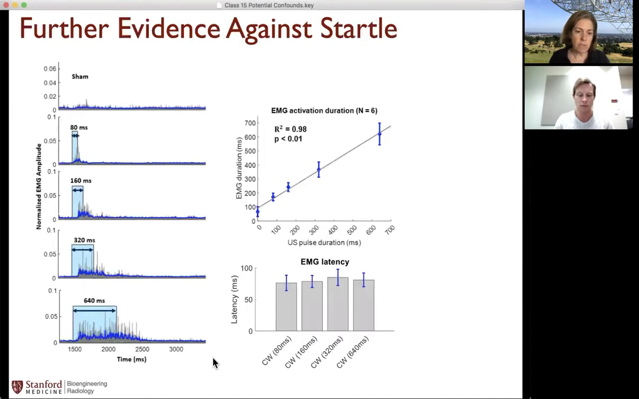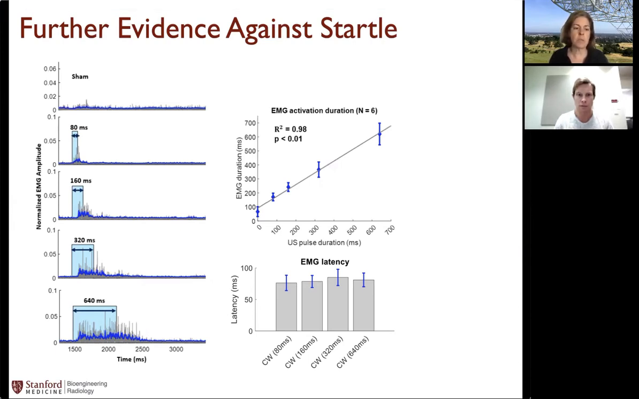We went one step further to find further evidence against it being a startle response, and that is that we changed the duration of the stimulus. So here, 80 milliseconds, 160, 320, 640. And what we see in the EMG is that the response changed with the duration as well. That's not something you would see if it was a startle response.